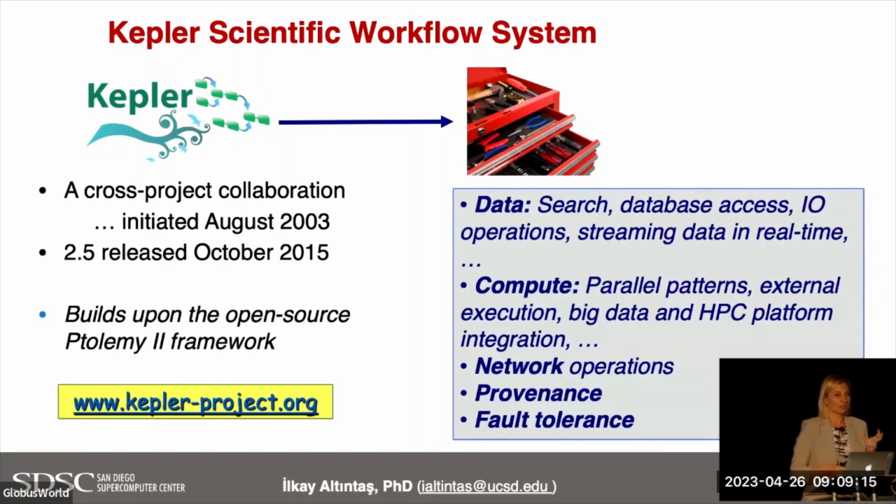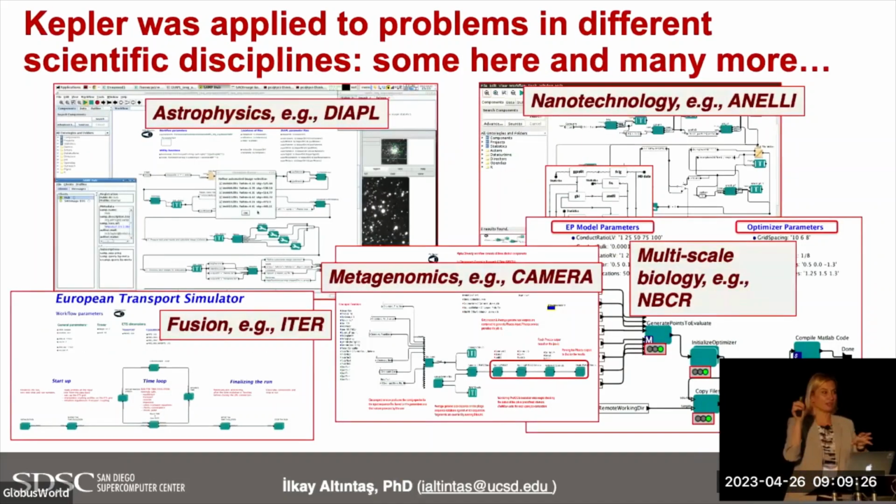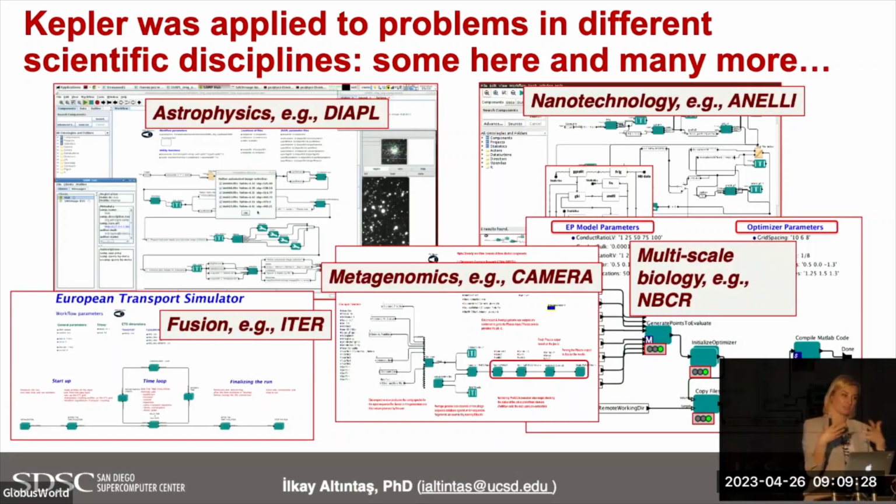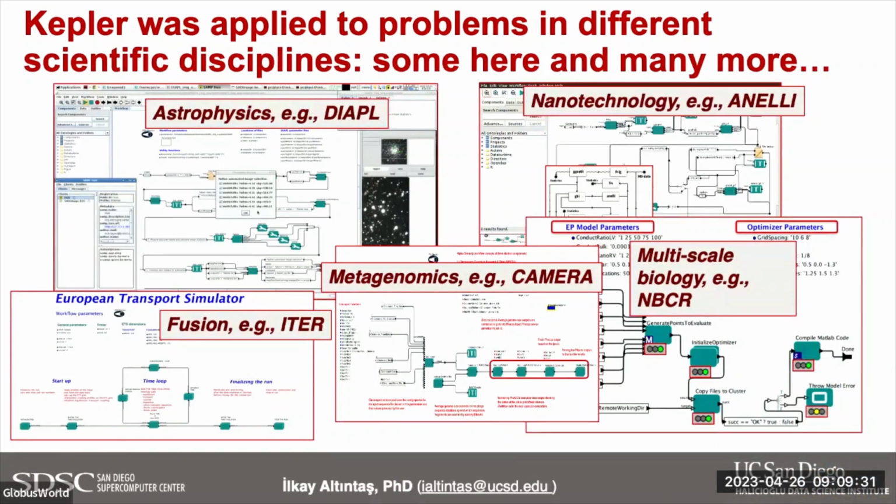And you know, some of those components were related to data, some were related to computing, network operations, provenance, fault tolerance, and you could actually program a whole flow by dragging and dropping and parameterizing and customizing those components. And it was applied to scientific disciplines like astrophysics, nanotechnology, fusion, many others, bioinformatics, metagenomics, biomedical applications, and many more.